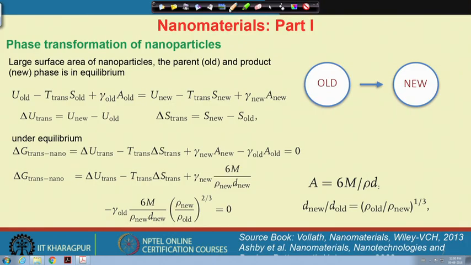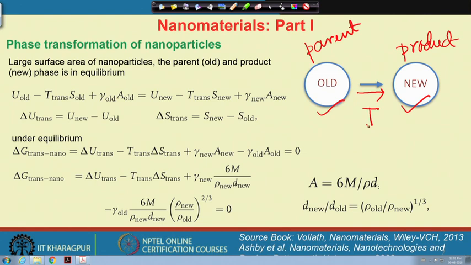In case of nanomaterial, before going to that, let us consider that there is a parent phase, which is termed here as the old phase, and the product phase, which is the new phase. So, this is the product and this is the parent phase. Now, this is undergoing some phase transition at some temperature, and so the parent and product phase have a large surface area if we consider it as a nanoparticle.